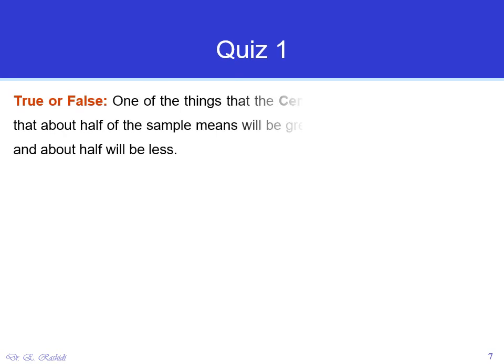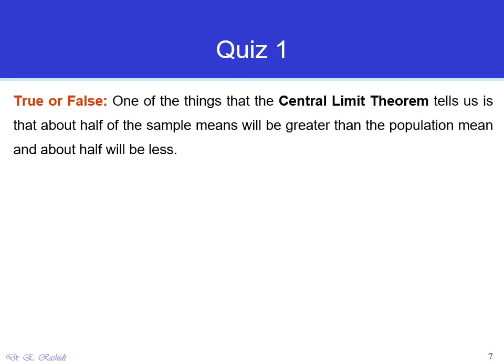True or false question. One of the things that the central limit theorem tells us is that about half of the sample means will be greater than the population mean, and about half will be less. Please pause, work on this question, and then come back to see the solution. All right, let's see the solution.